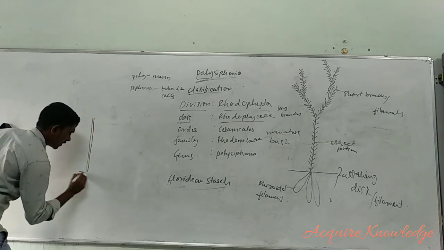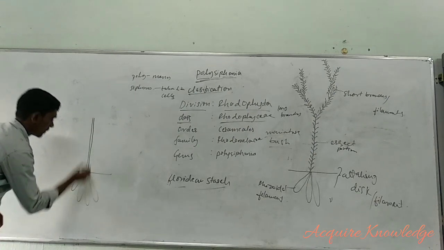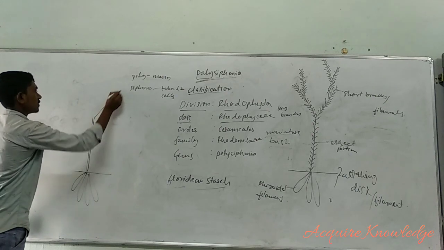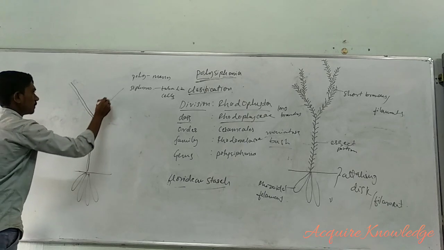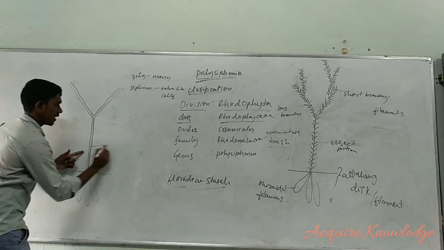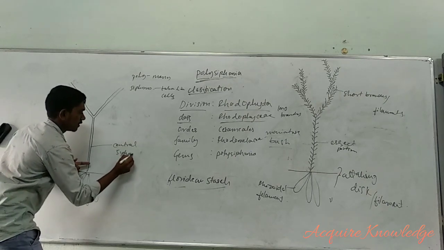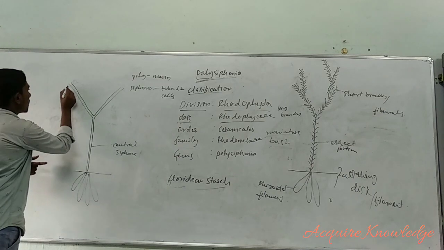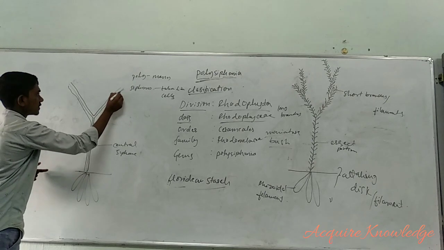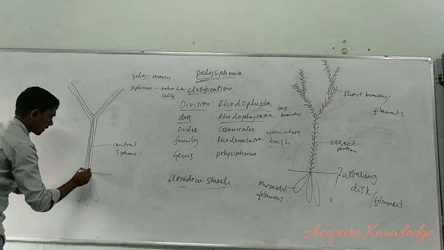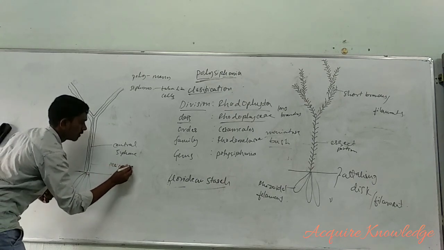This is one of the tube-like cells. Here we can see the attaching disc, and this plant body is well branched. We can see branches. This is called the central siphon. This central siphon has many pericentral siphons, many pericentral siphon cells. These are nothing but pericentral siphons.